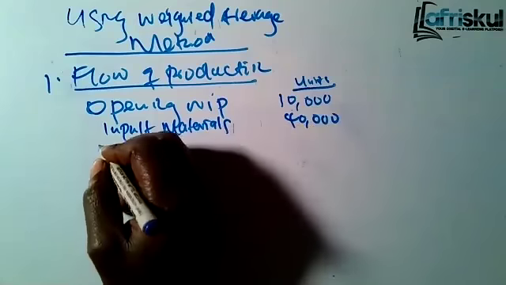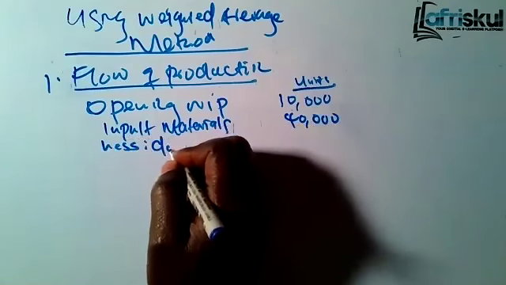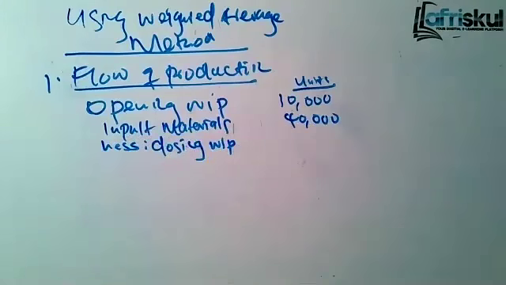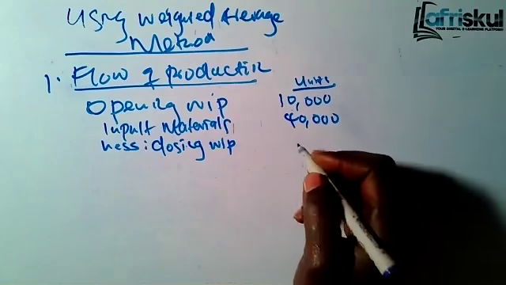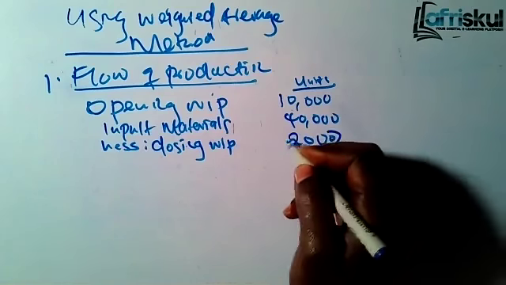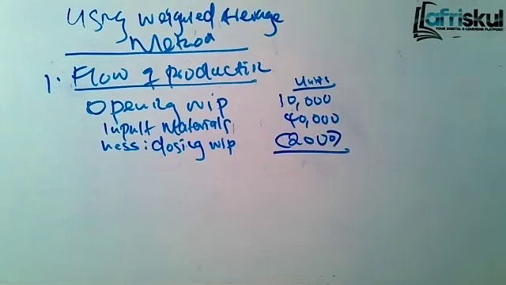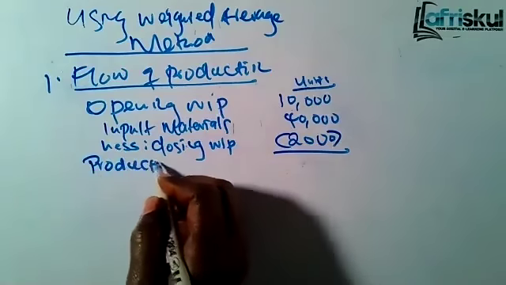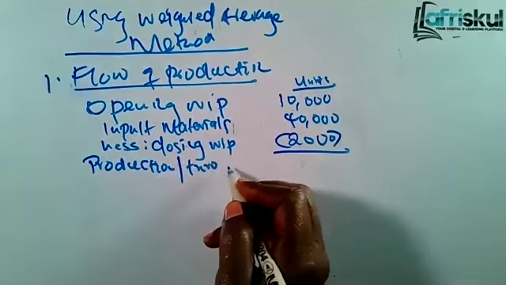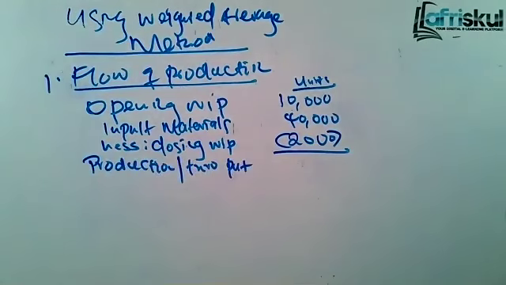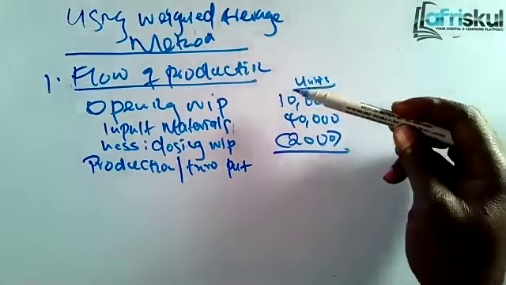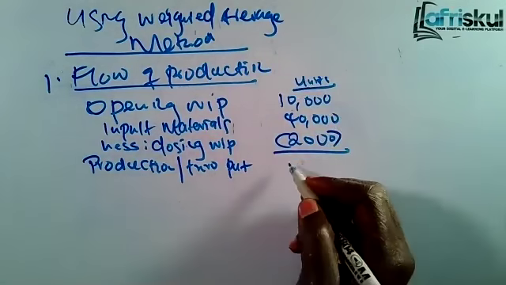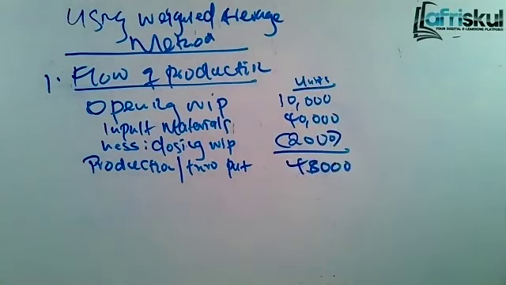So input material there, 40,000. And then you less closing WIP units. Down the question next to the stage of completion, we have 2,000 units there. You deduct those 2,000 units, it is in bracket. And then here you get what we call production or throughput. I just write it in short, throughput. So 10,000 plus 40,000, that is 50,000, minus 2,000, that is 48,000. You write there 48,000. That is expected production.